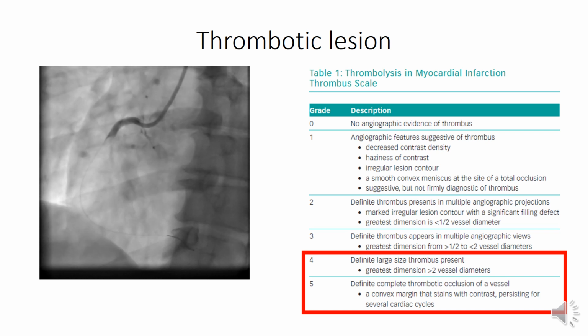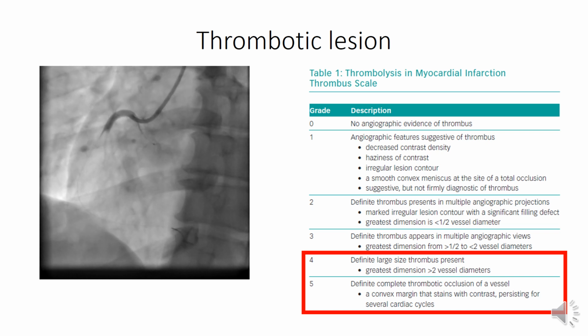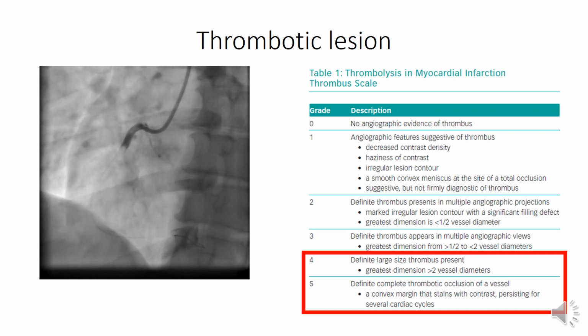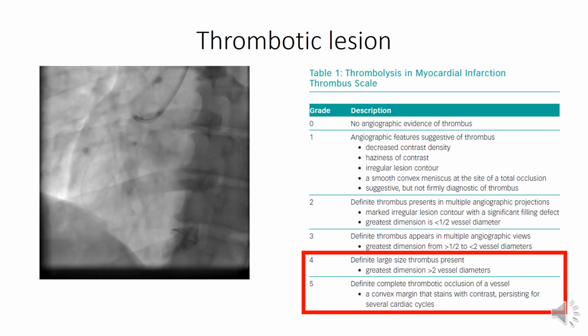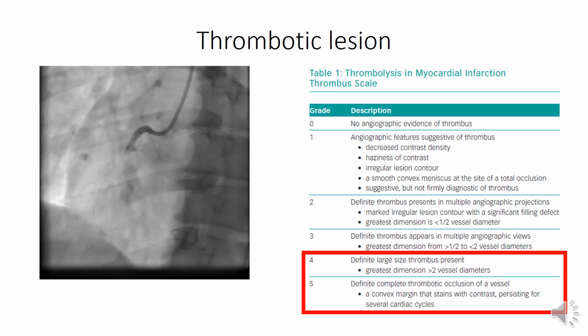We have 5 grades of thrombus burden. The most important to memorize are grades 4 and 5, which mean a heavy thrombus burden. Grade 5, we have total occlusion of the vessel, as we see here, even after wiring of the vessel. This is called TIMI 5 thrombus grade. If we have flow distally, but we see a filling defect that is in its greatest dimension more than double the vessel diameter, it is grade 4 thrombus burden.